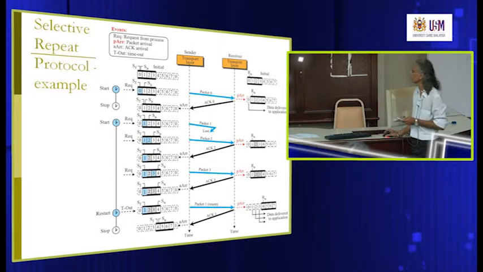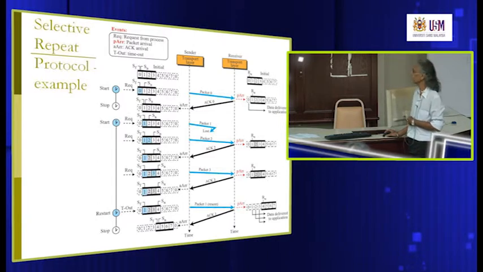Right? So once the acknowledgement for packet number 1 arrives, packets 1, 2, and 3 have been sent and acknowledged. Therefore, the sender's sliding window can now jump 3 positions to the right. Right? And it's ready to send packet number 4 now. And the receiver is ready to receive packet number 4 and so on.